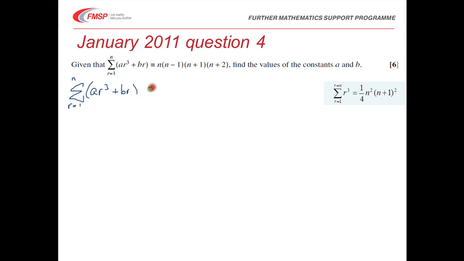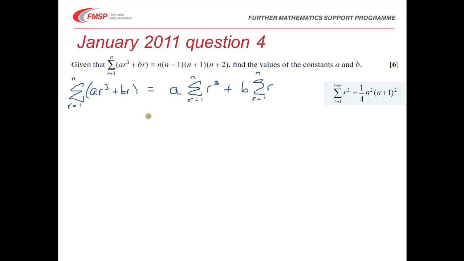So the first thing to remember is that you can split your sigmas and write that as a lots of sigma r cubed from 1 to n, plus b sigma r again from 1 to n.